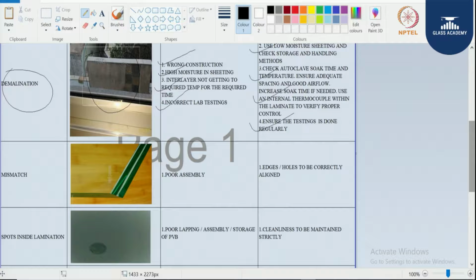And the next defect we get is a mismatch, or a displacement or offset. You can see the edges of the glass got mismatched. This is because of poor assembly. You can overcome this issue by matching the edges and holes to be correctly aligned.